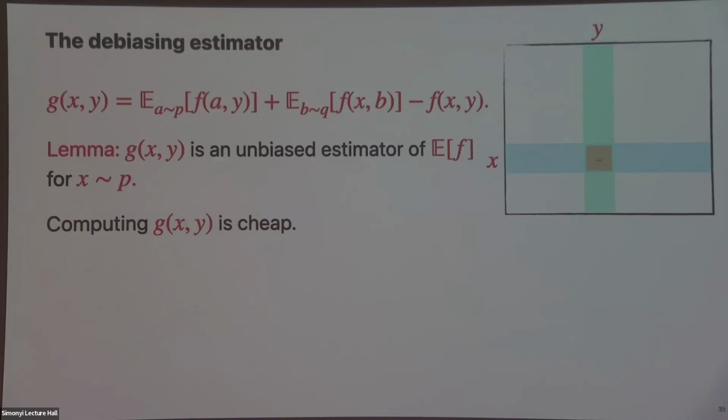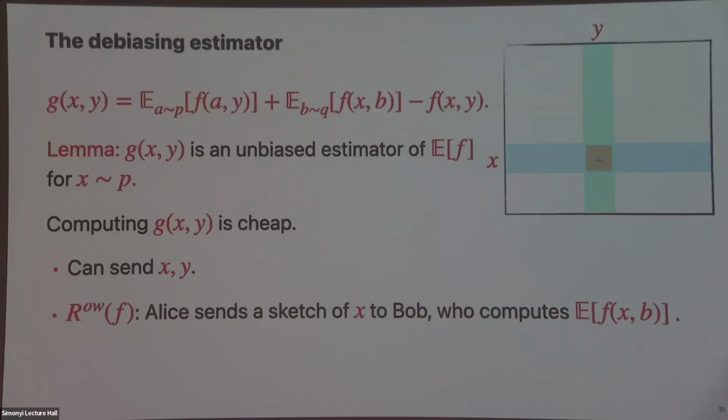The other thing about GXY is that computing it is reasonably cheap in terms of communication. So why is that? Well, the obvious thing Alice and Bob can do is to send each other X and Y. N bits, we're done, right? You can be slightly cleverer. If you have a one-way communication protocol where you can send something smaller to Alice, which still lets her compute fxy, we can do that.